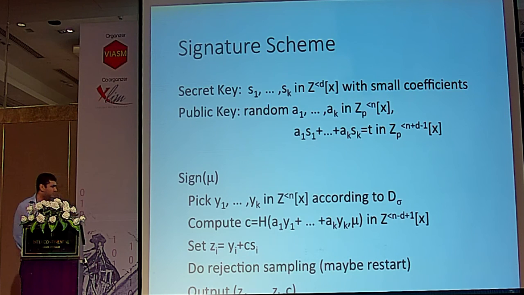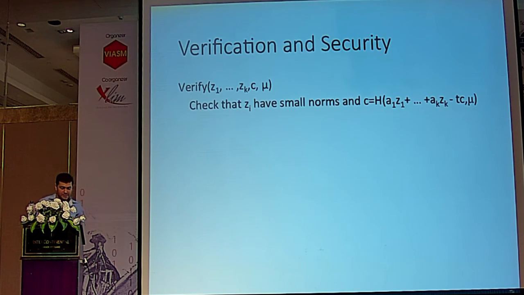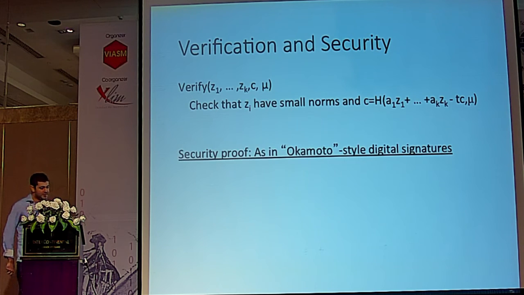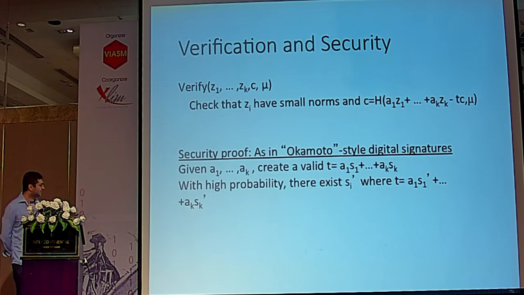Okay, so there's nothing particularly innovative here compared to the previous signature schemes. So the verification is again simple. You just check that all the norms are small and that this procedure is satisfied. Okay, so now the security proof, and there's one important line here, is the same as in Okamoto-style digital signatures. Given the ai's, you want to solve this new SIS problem, create a valid T, the other part of the public key, and now with high probability there exists another si prime, which you don't know, but you will find it.